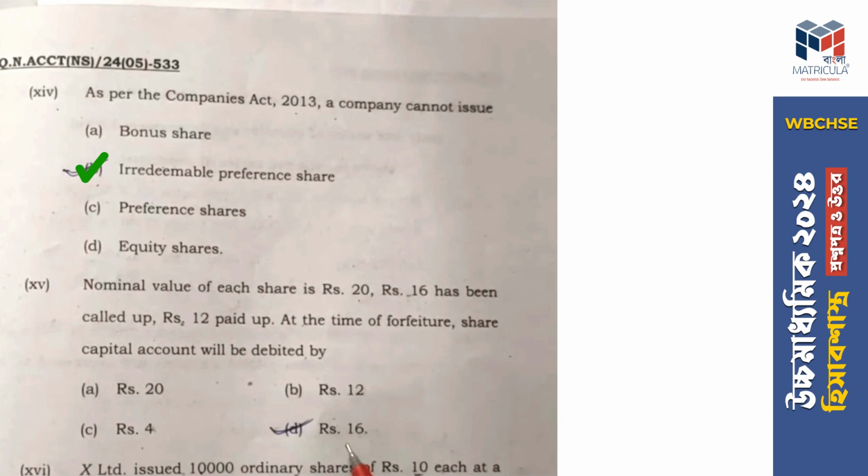Number 15. Nominal value of each share is rupees 20, rupees 16 has been called up, rupees 12 paid up at the time of forfeiture. Share capital account will be debited by option A, rupees 20, option B, rupees 12, option C, rupees 4, option D, rupees 16. Right answer is option D, rupees 16.